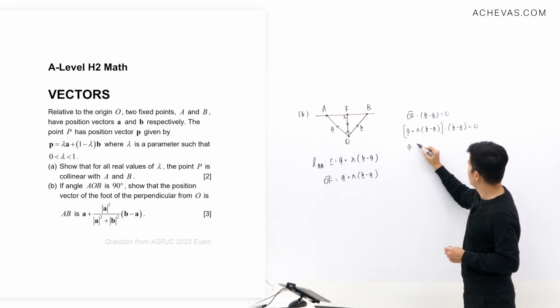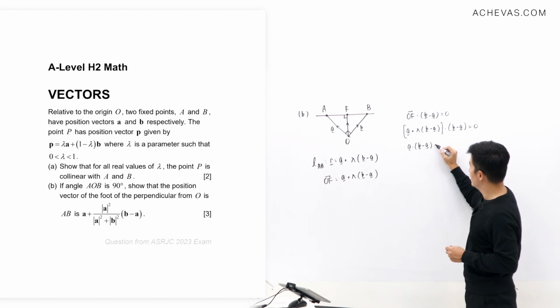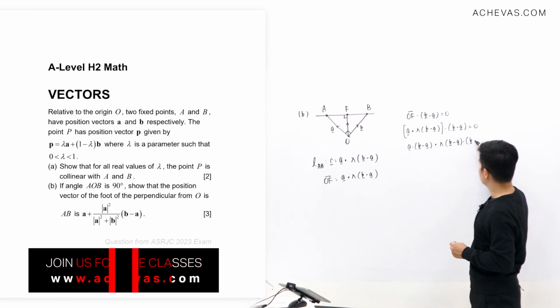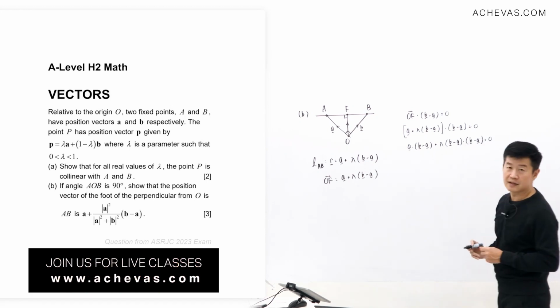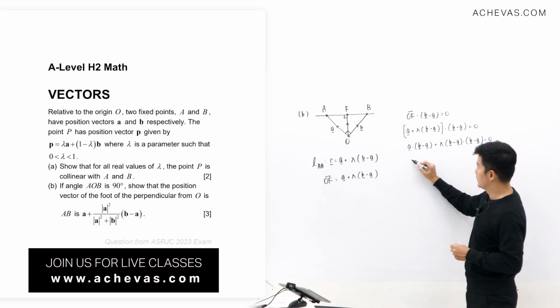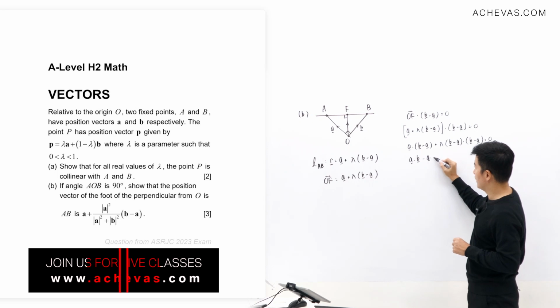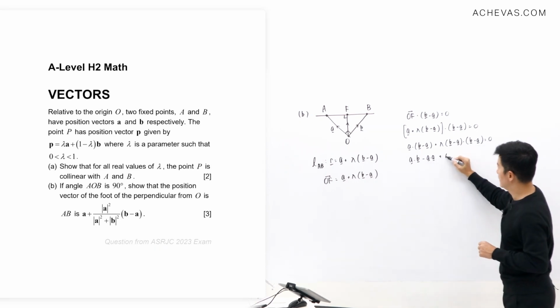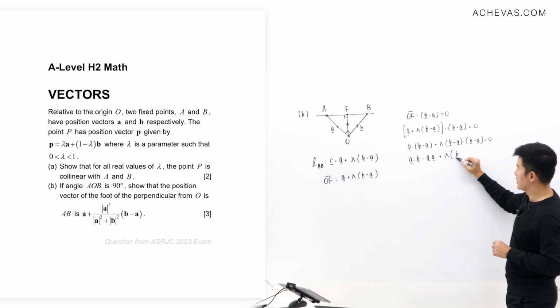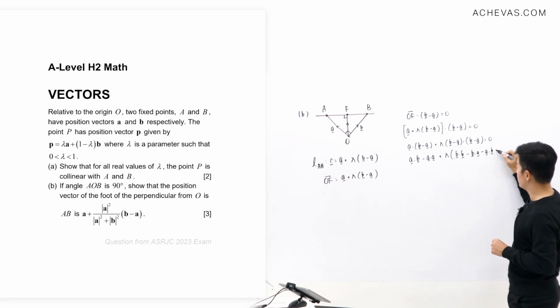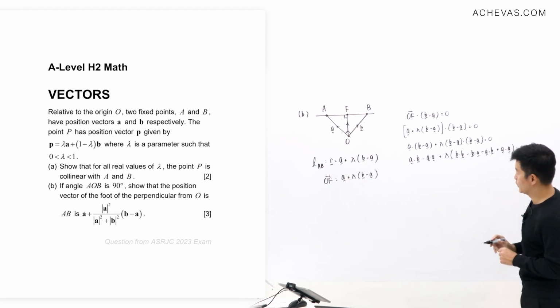So it is going to be A dot (B minus A) plus lambda of (B minus A) dot (B minus A). This is equal to 0. So this will be A dot B, which is going to be 0, and minus A dot A, plus lambda of B dot B, minus B dot A, minus A dot B, plus A dot A. This is equal to 0.